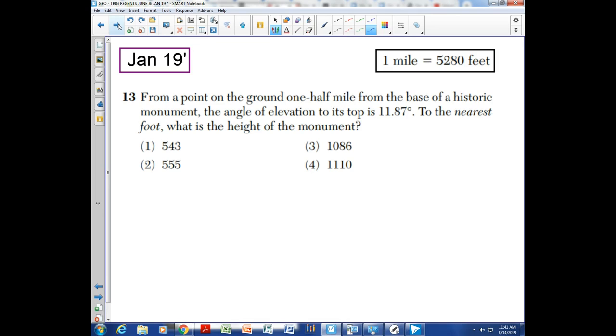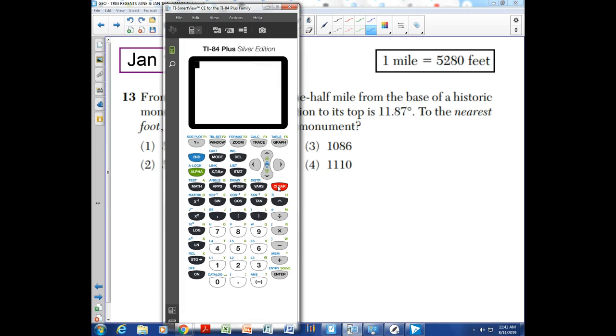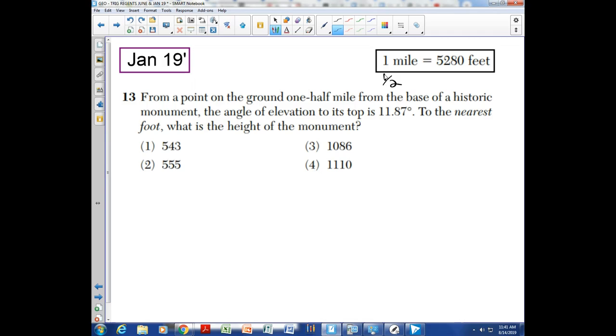Now, if we go to our math reference sheet, they do tell you that 1 mile is equal to 5,280 feet. So we quite simply, by going to our calculator and putting 5280 divided by 2, we can know that a 1/2 mile is 2640. So 1/2 mile is equal to 2640. Okay, so now let's go back to the problem.